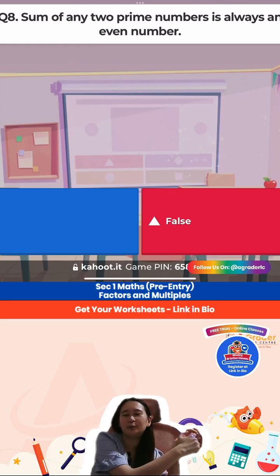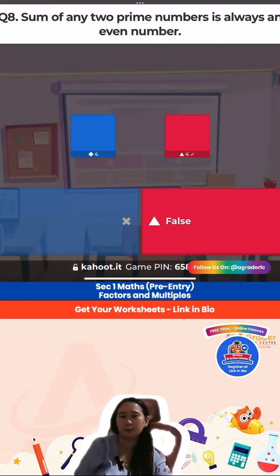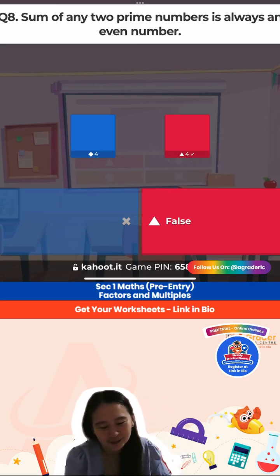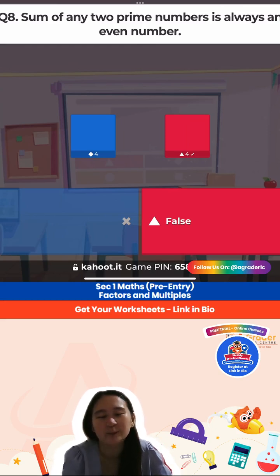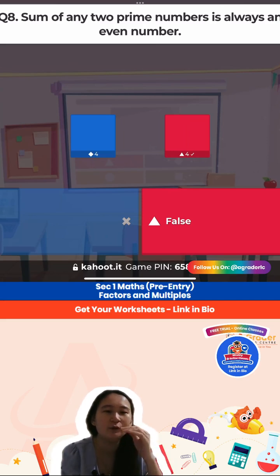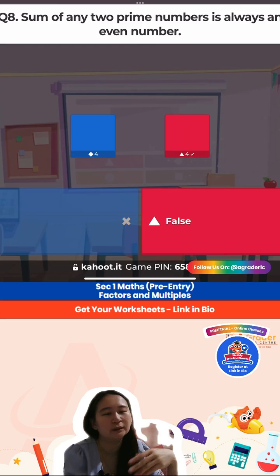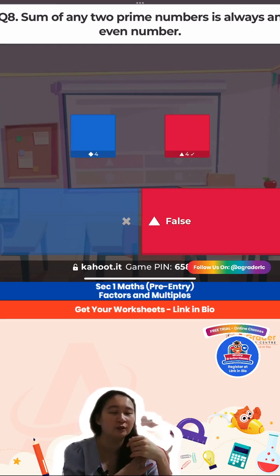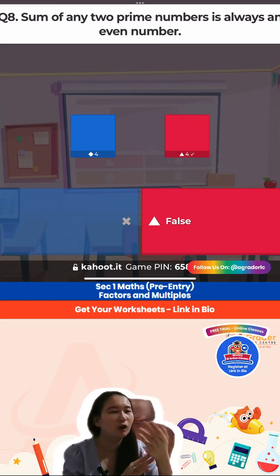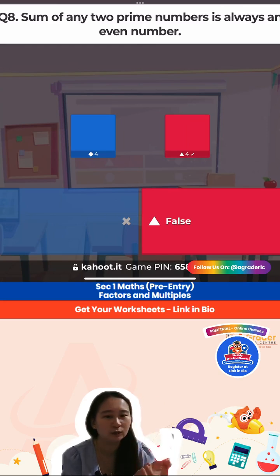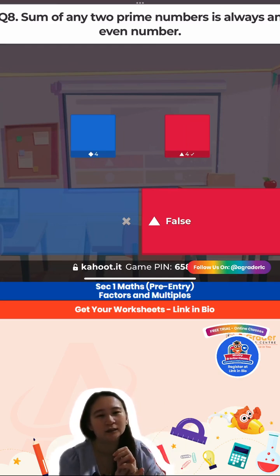Sum of any two prime numbers is always an even number. Oh, actually half-half. Okay, it's not always an even number because 2 is also a prime number. So usually all other prime numbers other than 2 are odd numbers. So usually odd plus odd will give you an even number, right? But there will be circumstances whereby an odd number plus an even number, which is 2, a prime number, you will not get an even number. It will be an odd number.